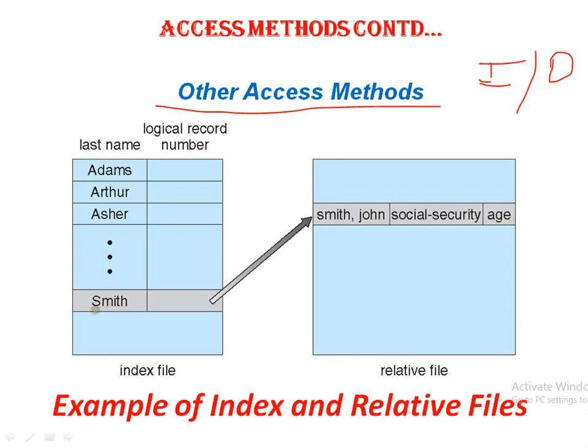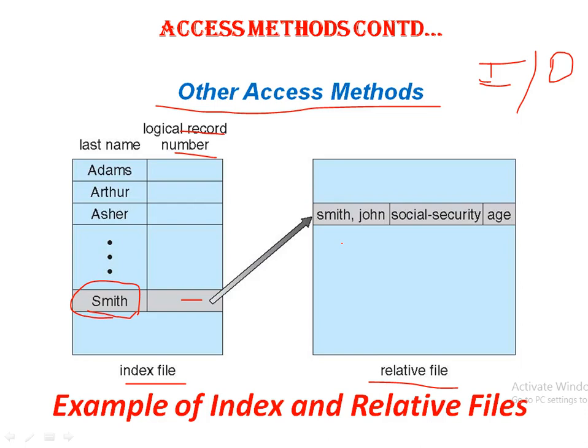Say suppose I want to access the file with name Smith. This is my index file. The contents will be Smith, John, social security, age. These are the different attributes of this particular file called Smith. So this is your index file and this is your relative file. Using this index, I can go here with the logical record number. Based on that number, I go here and see the different attributes or contents of that particular file.